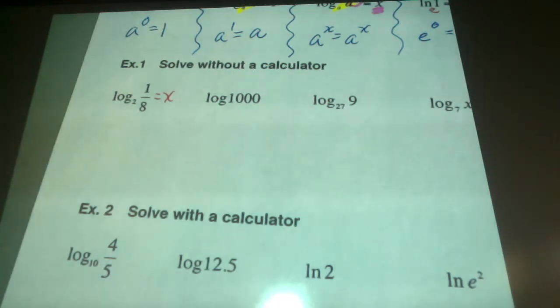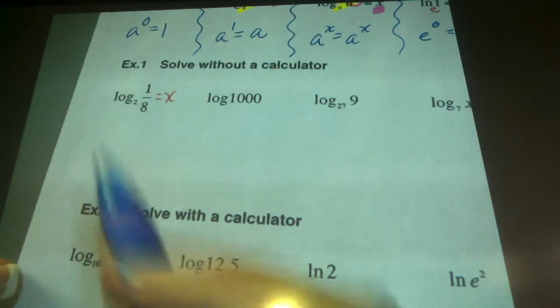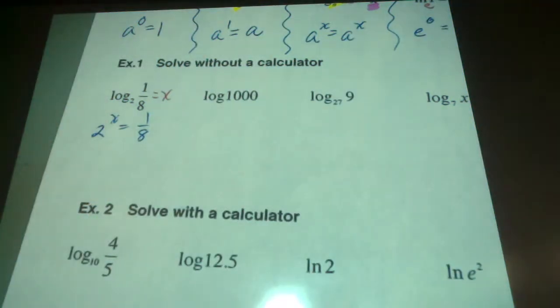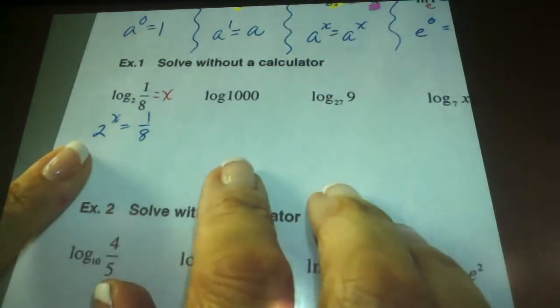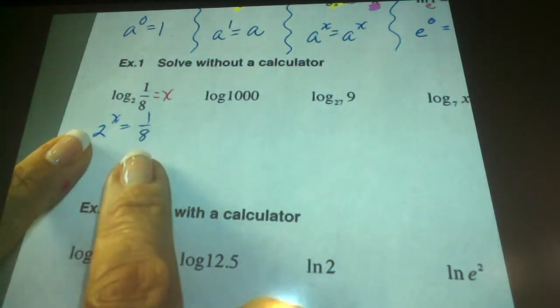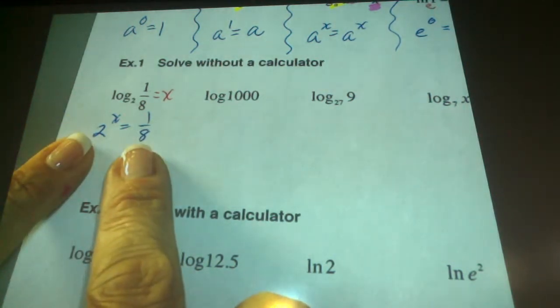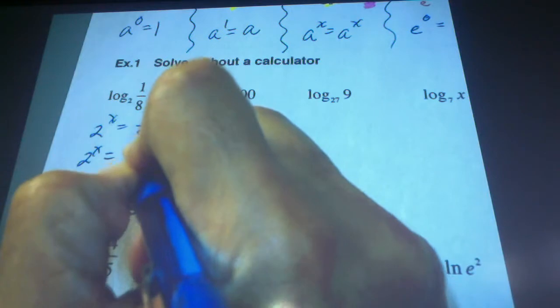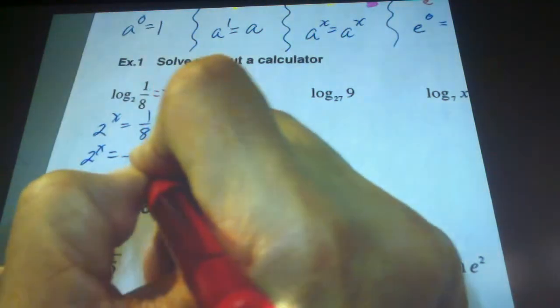So let's take this out of log and put it into exponential. So what's my base? 2. And then switch the 1/8 from the x. So I have 2 to the x equals 1/8. Then your goal is to make the left side and the right side both look like powers with the same base. So look at the numbers you have here. 2 is a smaller number. Can I make 8 into something with 2? 8 is 2 to the what? Third. So let's switch that out. So I've got 2 to the x is equal to 1 over 2 to the third.